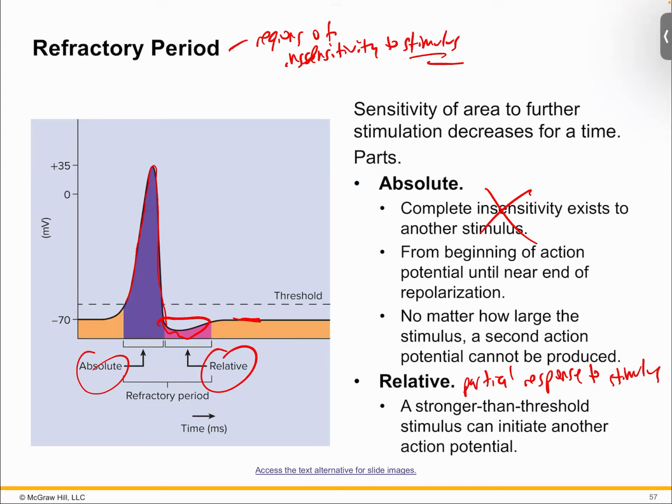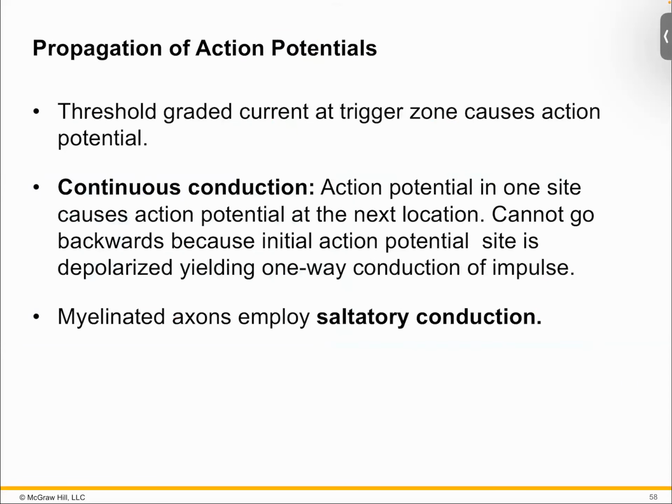So you can see the absolute and relative refractory periods that we talked about in the muscle. It's the same thing. Now in cardiac muscle, it's a little bit different. The one thing we didn't talk about, however, in muscle was propagation. We did kind of a little bit, right? We did talk about continuous conduction, didn't we? We didn't talk about saltatory conduction. So this one's new. So what's continuous conduction?